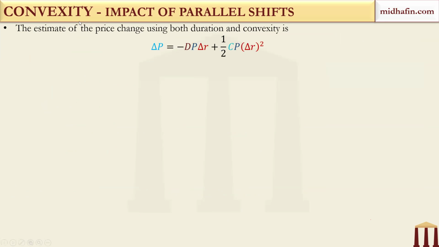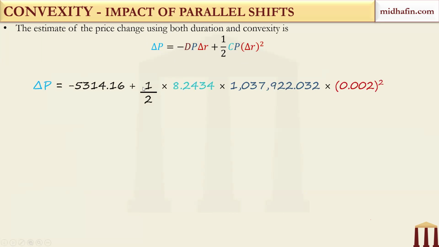So we take into consideration the convexity. And when we combine duration with convexity, the delta P, the change in the price of the bond, is predicted using this relationship: minus D_P delta R plus 1/2 C_P delta R squared. Now let's see what the change in price will be if I use duration as well as convexity together. The D_P delta R has already been calculated. It was minus 5314.16.